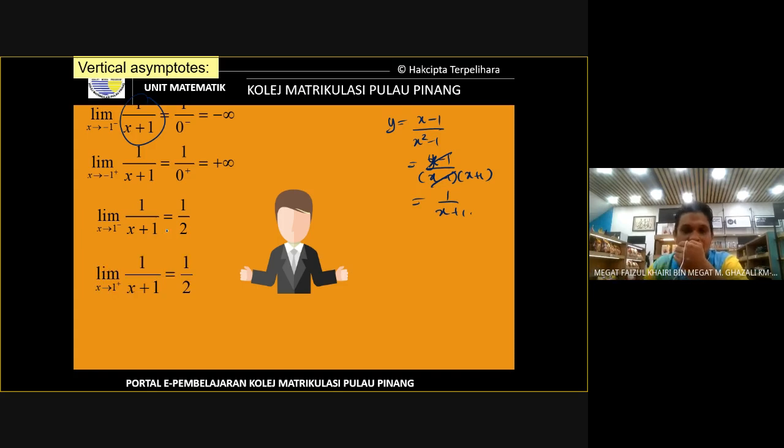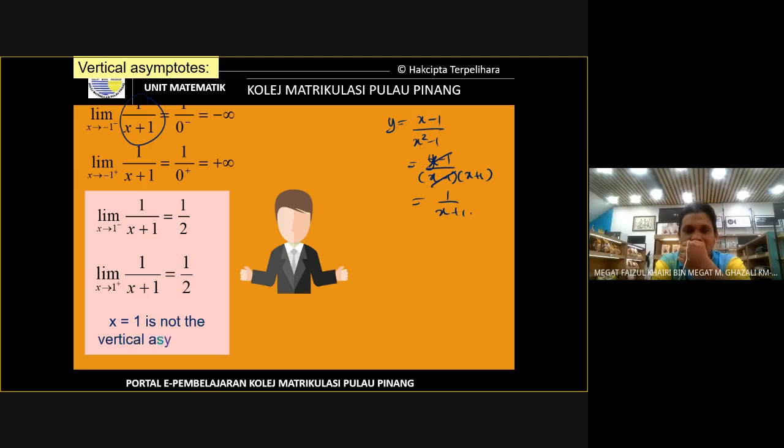Okay, look at this one here now. If we substitute the value of x, they're very close, which is x approaching 1. We substitute 1, 1 over 2, and 1 over 2 here. So x equal to 1 is not the vertical asymptote. x equal to 1 is not the vertical asymptote.